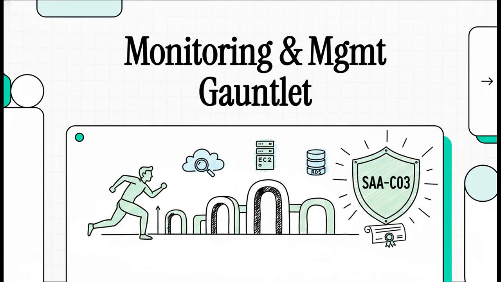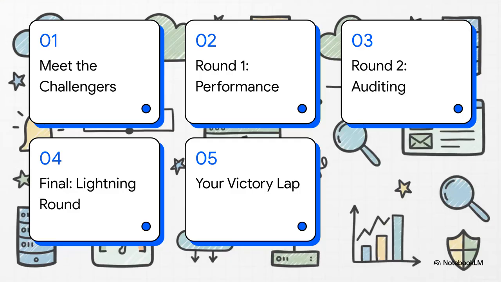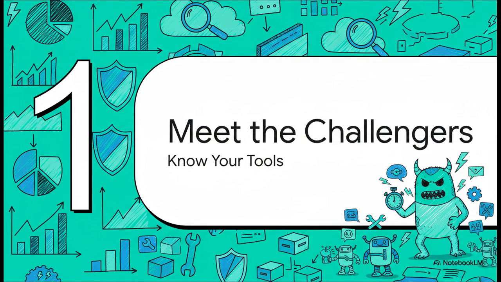Today, we are absolutely running the gauntlet. We're going to master the AWS monitoring services that you have to know to ace that SAA-C03 exam. So here's the game plan for today. First, we'll meet our challengers, the core services. Then, we'll dive into round one, which is all about performance and operations. After that, round two, covering auditing and compliance. We'll face the final boss in a lightning round, and then take our victory lap. Let's do this.